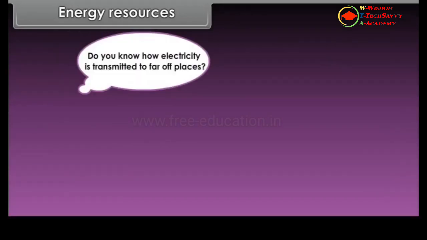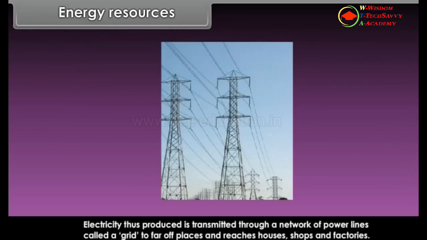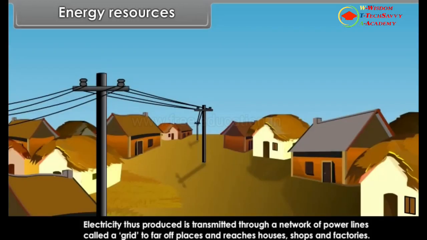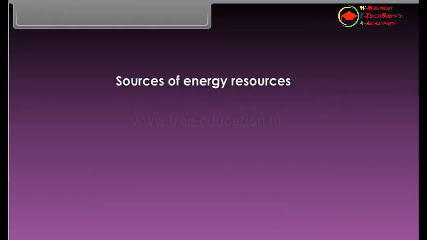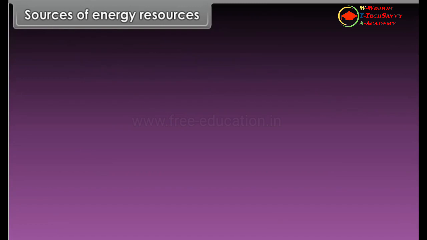Do you know how electricity is transmitted to far off places? Electricity thus produced is transmitted through a network of power lines called a grid to far-off places and reaches houses, shops and factories. Sources of energy resources.